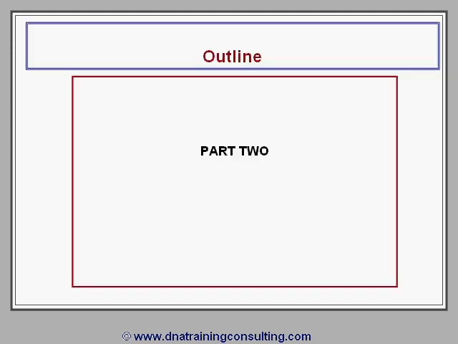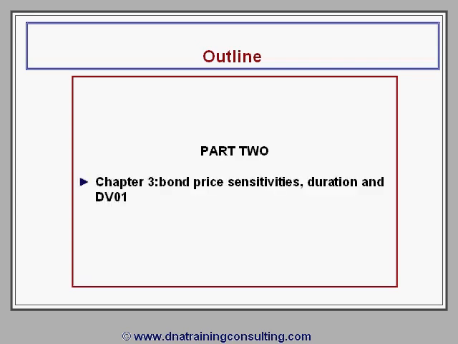In Part 2, Chapter 3 discusses a bond's price sensitivities to changes in interest rates, defines the critical terms of duration, modified duration, and DV01, and establishes critical relationships between a bond's coupon/tenor and its price sensitivities.